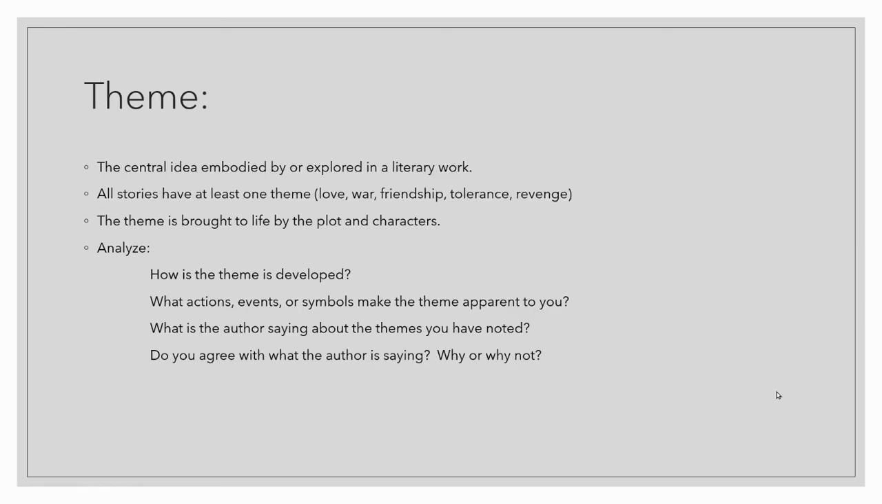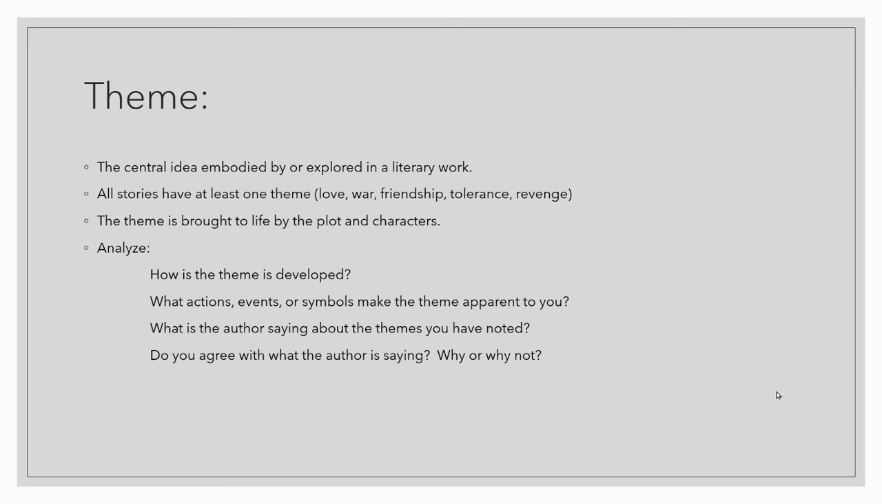Theme. The central idea embodied by or explored in a literary work. All stories have at least one theme. Examples of common themes would include love, war, friendship, tolerance, and revenge. The theme is brought to life by the plot and characters.